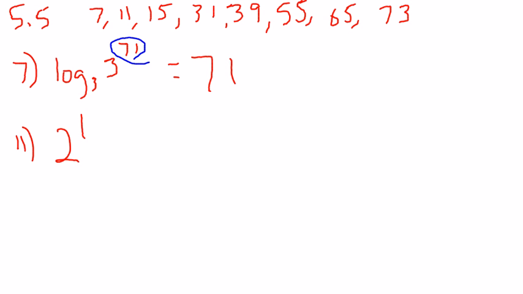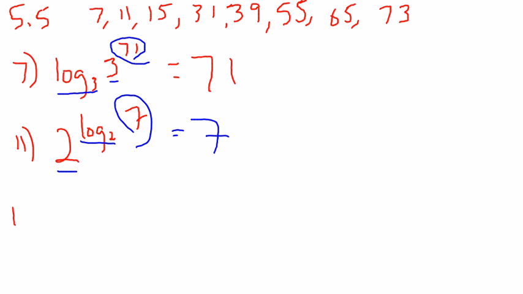Next, number 11. 2 raised to the log base 2 of 7. Exact same thing, but just inverted here. In number 7, it was log base 3 of 3 to the 71st, and it just canceled. Here I've got this piece and this piece. They cancel and leave me with what's on the inside, and it gives me 7.